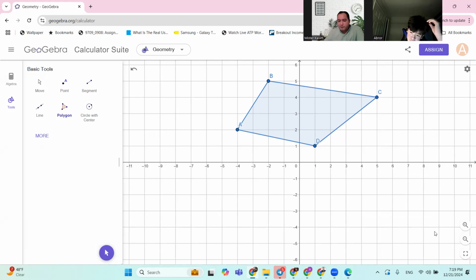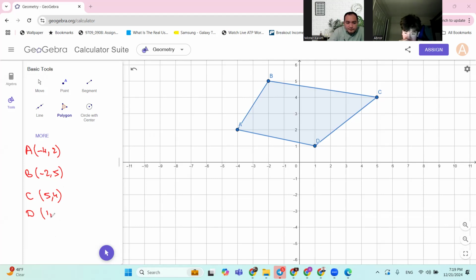What do we do here? Again, first, let me just write the coordinates. Here we have A and B and C and D. What are the coordinates of A? -4 and 2. And how about the coordinates of B? -2, 5. C? 5, 4. And D? 1, 1.